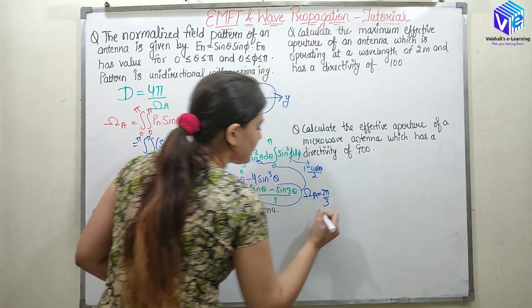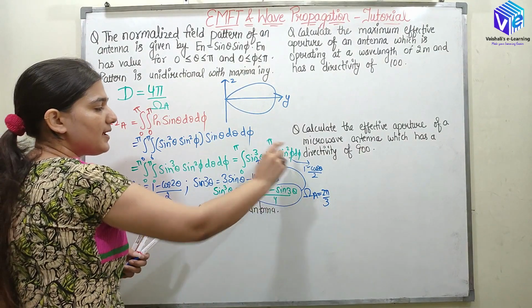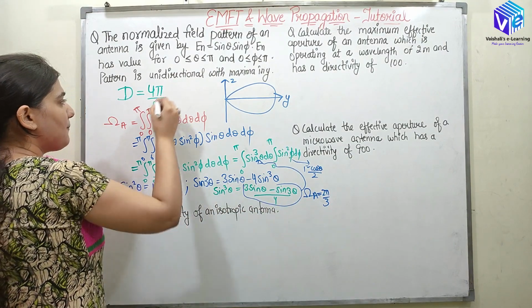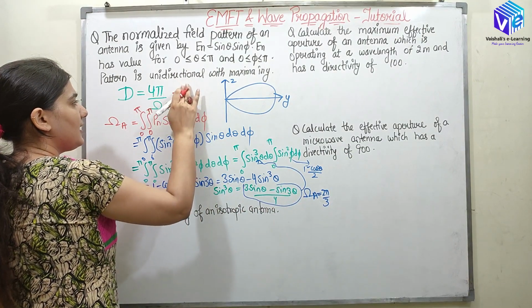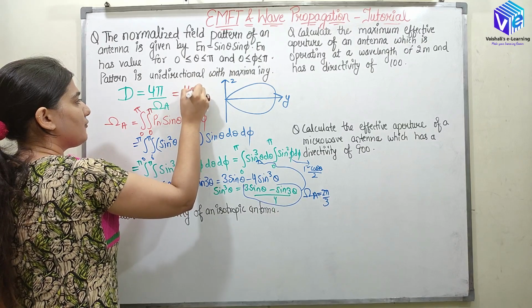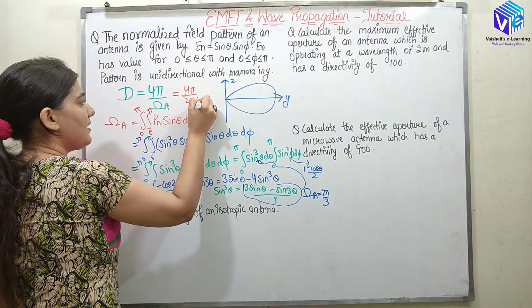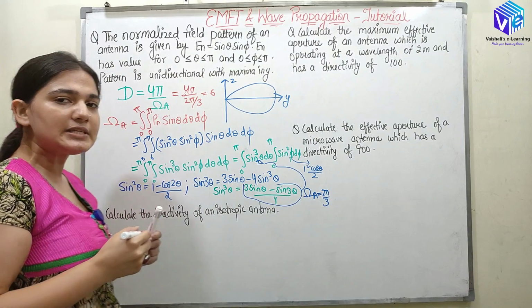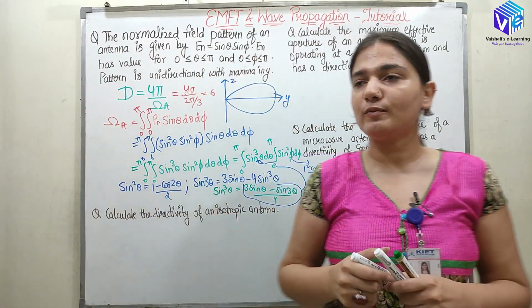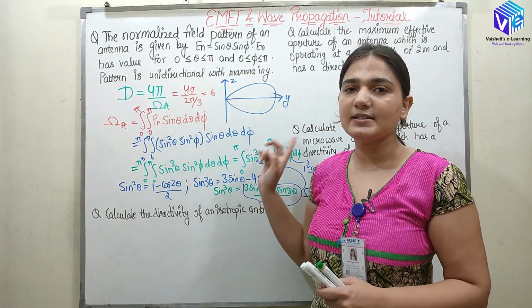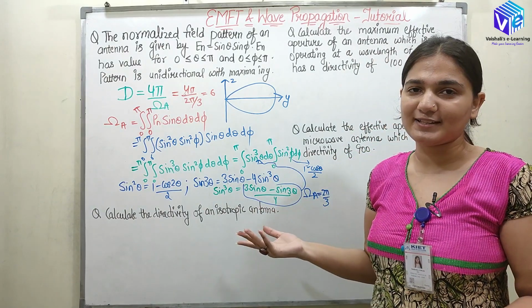So check this answer and find out the beam area. Okay, so now if I put the value of beam area, the directivity will be equal to 4 pi upon 2 pi upon 3, which will be equal to 6. So in this case we have directivity equal to 6.